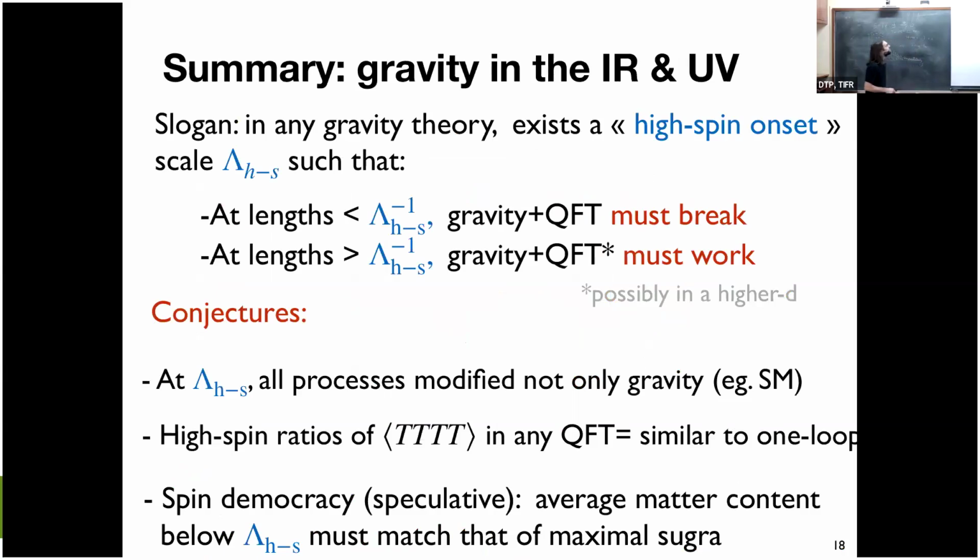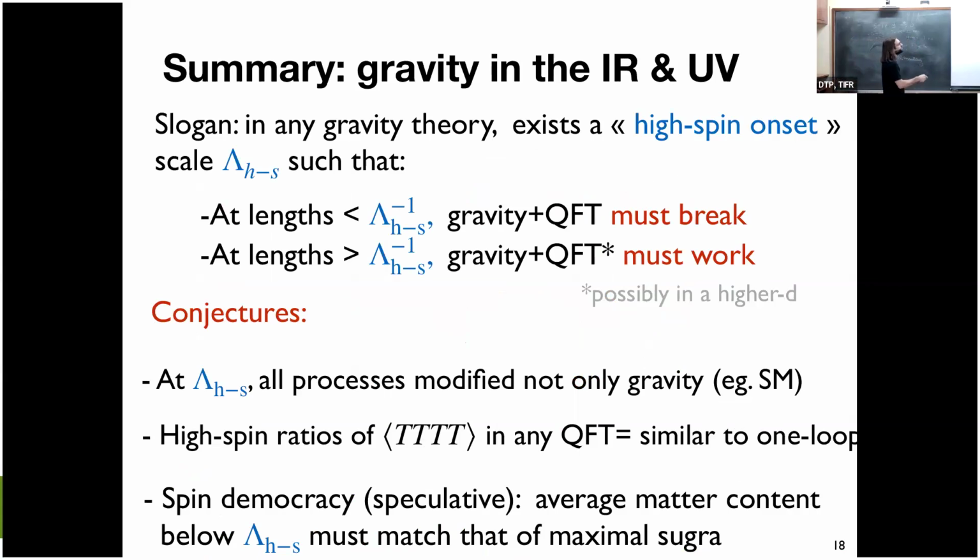Great. So that's the summary of that part of the talk. In any theory of gravity, there exists this high-spin eikonal scale. At least that's the picture we're looking for. It determines whether gravity and QFT break down or work.